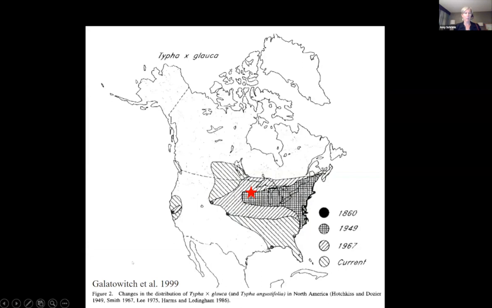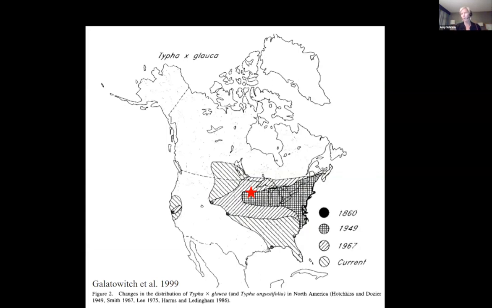And I like this map from Sugalatowicz et al. in 1999, which shows the range of Typha x glauca. What's interesting here is the early range of this hybrid cattail. If you look at this dark line on the East Coast in 1860, it indicates that before 1860, there really aren't any records of hybrid cattail. They were only along the coastline, right? So there were records, but they were just along the coast.